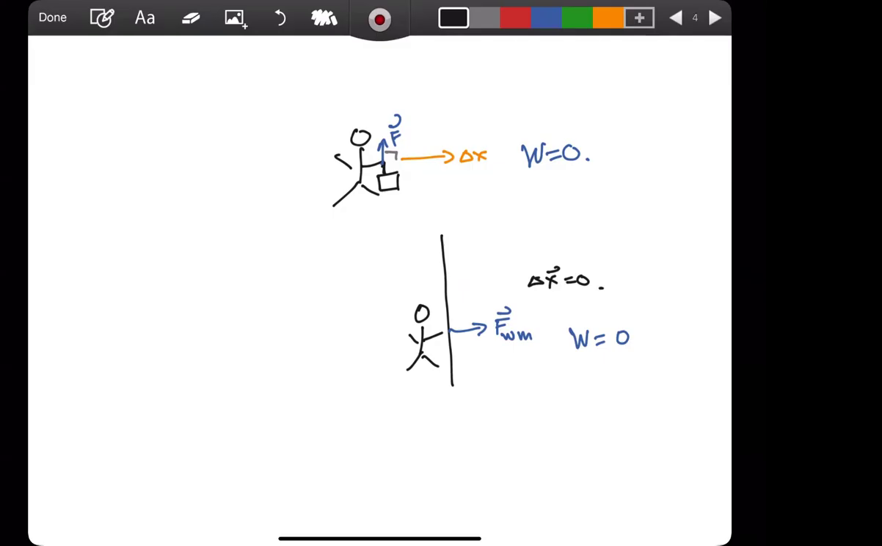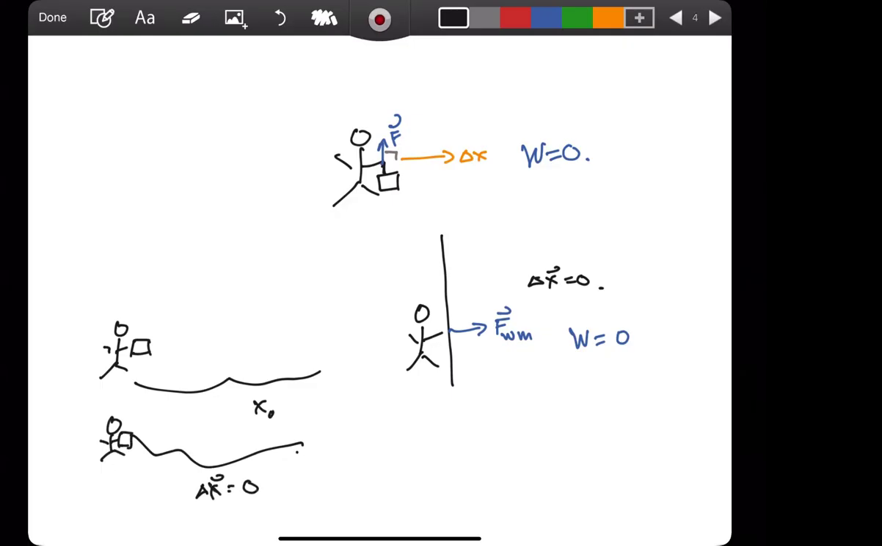Or if I carry some heavy object, let's say I start off here carrying some object, and then I go out this distance of, say, x initial, and then I come back so that I'm at the same location at the end of the day, then my displacement is going to be equal to 0, which means I'm going to do no work. So in this case, absolutely no work.